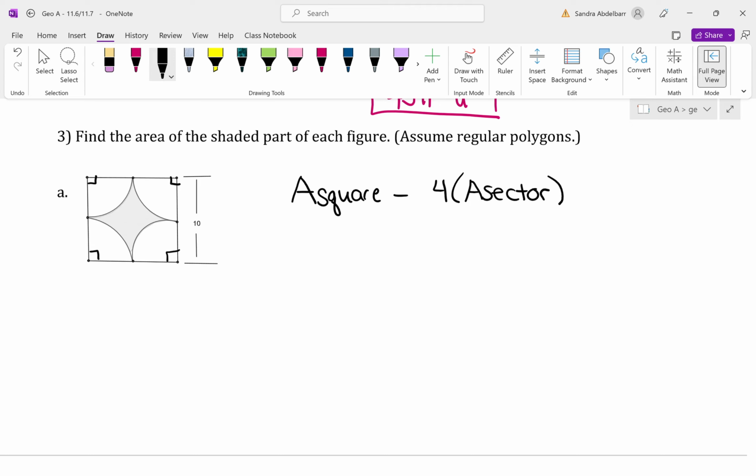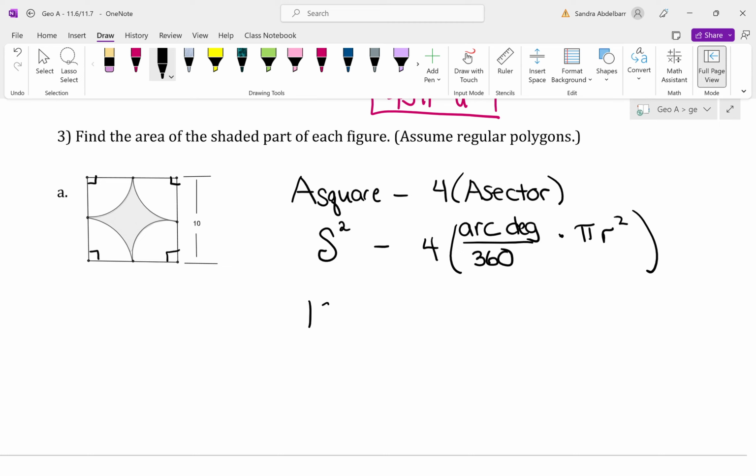How do we find the area of a square? What's the formula? Base times height or side squared. And then minus 4 times arc degree over 360 times pi r squared. Everybody okay with our game plan? Everybody understands why we're doing this? It makes sense.